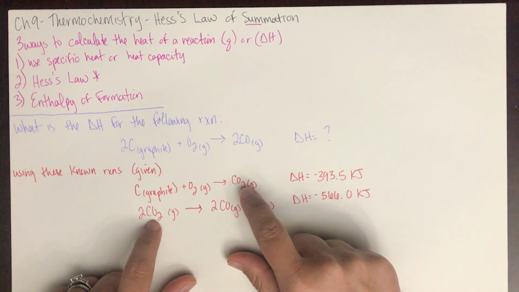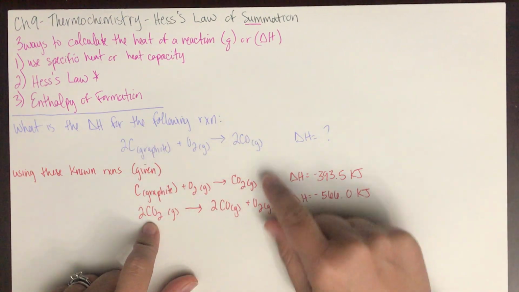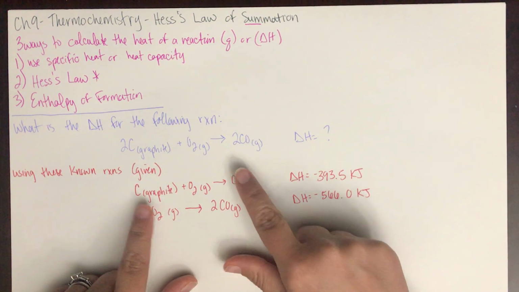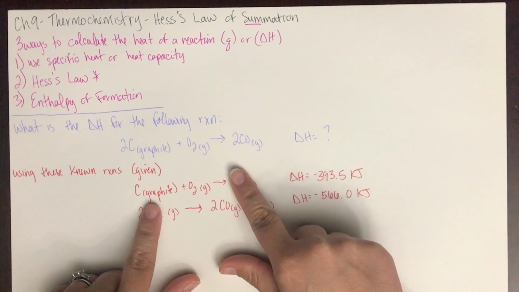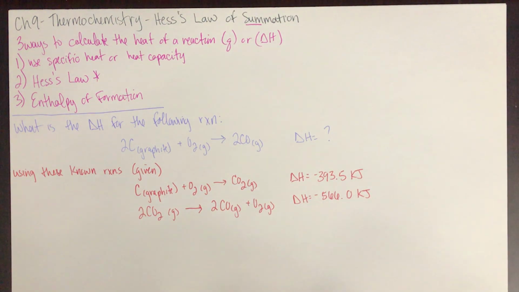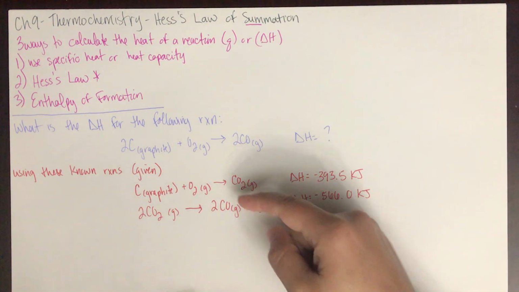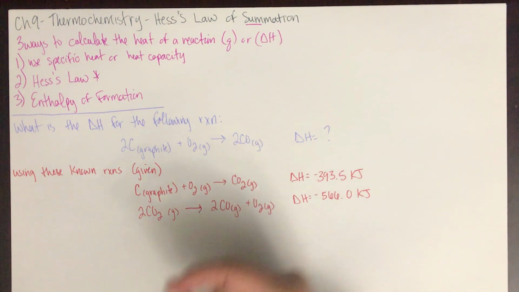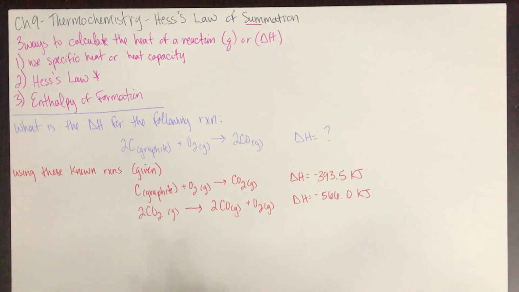Carbon dioxide is nowhere in this reaction, which means whatever happens here, I'm going to want these carbon dioxides to totally cancel out. So this is kind of like a puzzle where you're trying to figure out how am I going to add these two reactions together to get this reaction. In order to add these two reactions, we want to multiply the first reaction by 2.